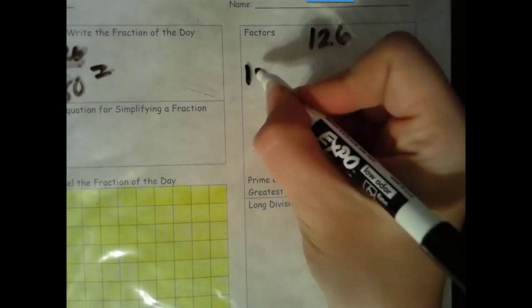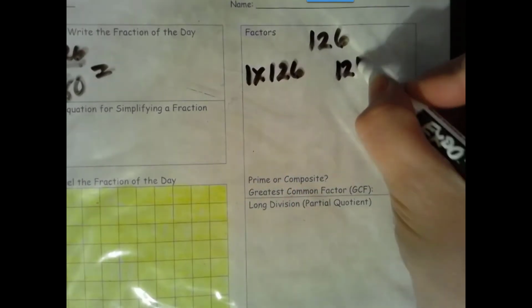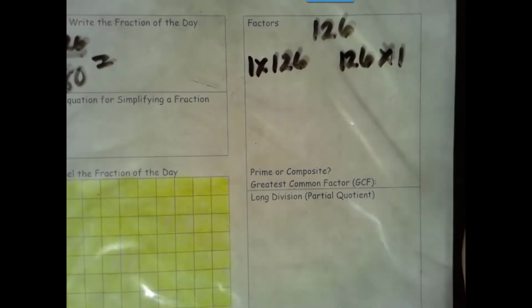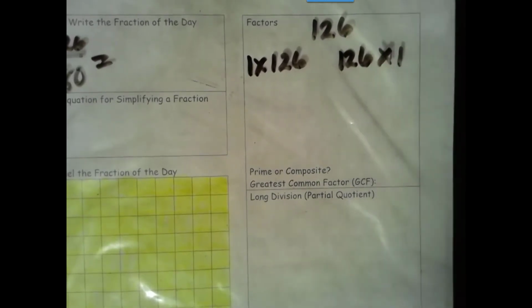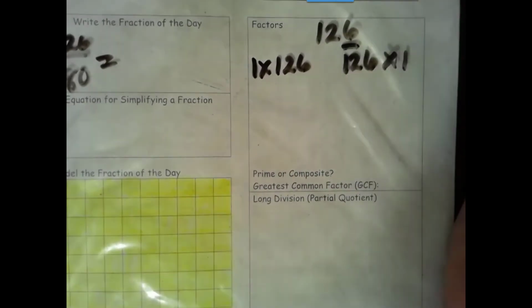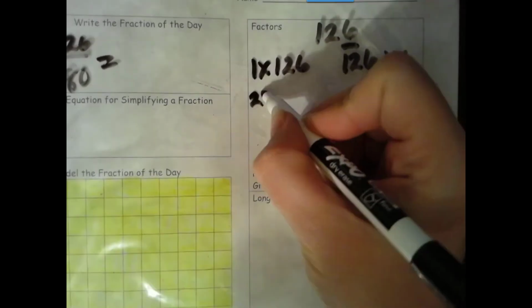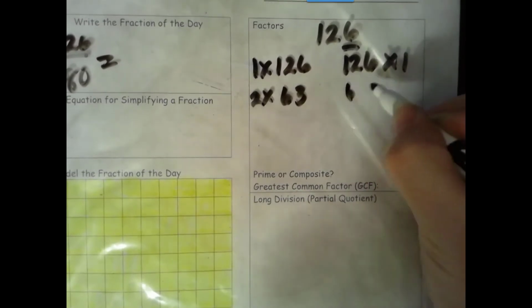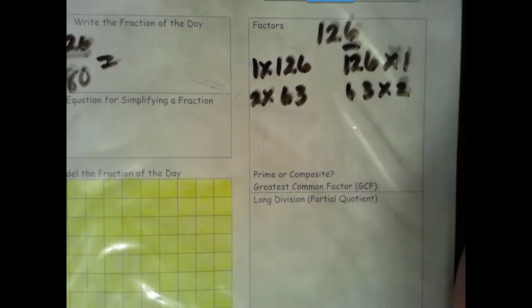Two factors we always know are 1 and the number itself. Using the commutative property of multiplication, I can also write it as 126 times 1. Next, we're going to use our divisibility rules to find all our factors. We're going to go in order so we don't miss any possible factors. So in order after 1 we try 2. The rule for 2 is that it ends in an even number. It does end in an even number, so 2 is a factor. 2 times 63, 63 times 2.